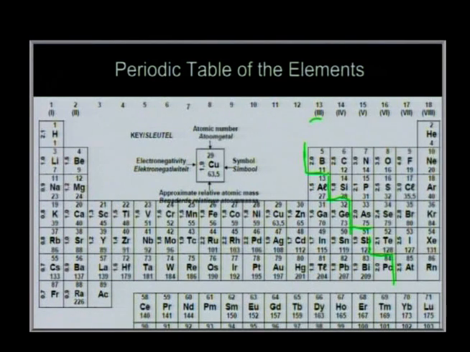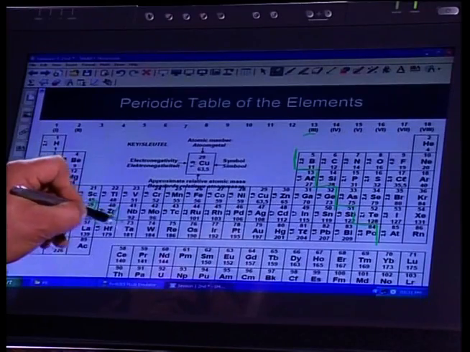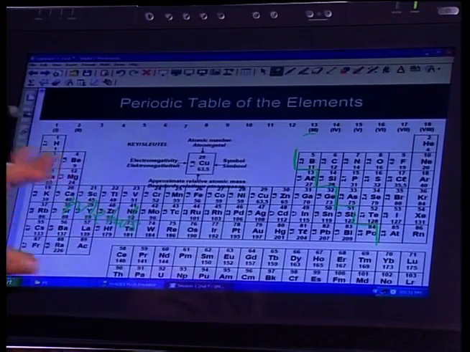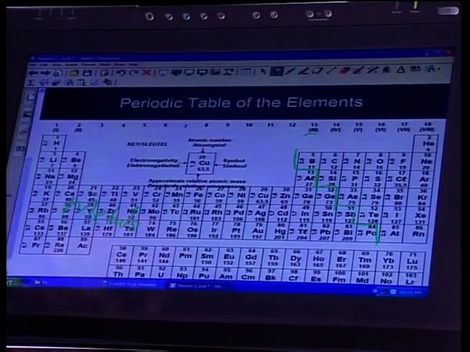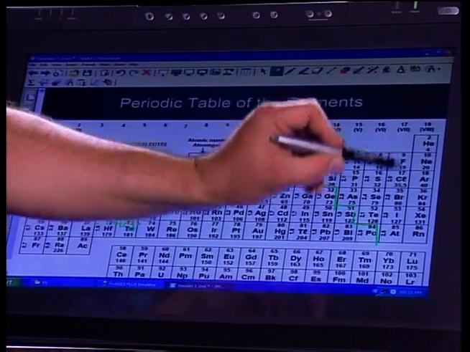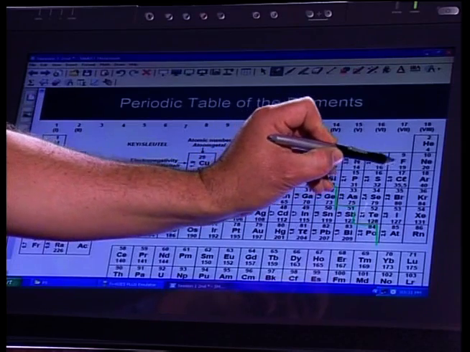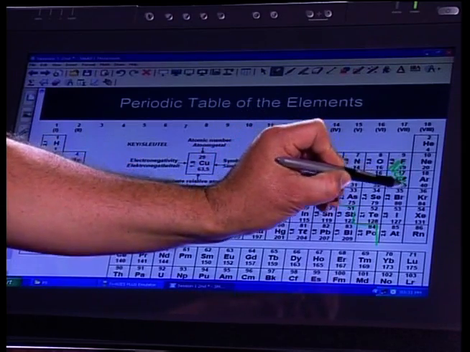So these are the metals. I want to make sure that you've got that. And the metals generally lose electrons, or they've got electrons available to give away. These are your non-metals. They want to gain electrons. So there's your non-metals.